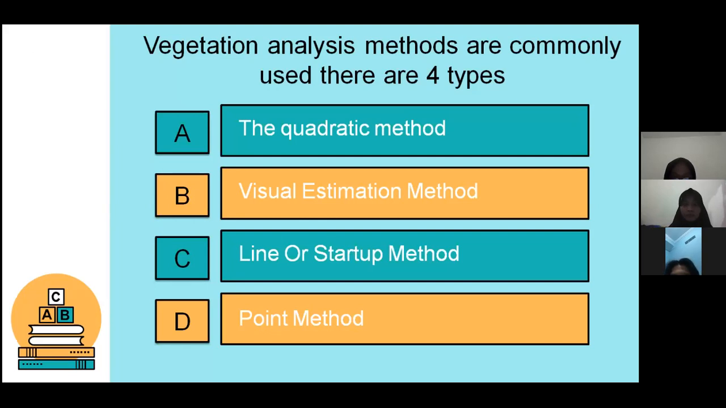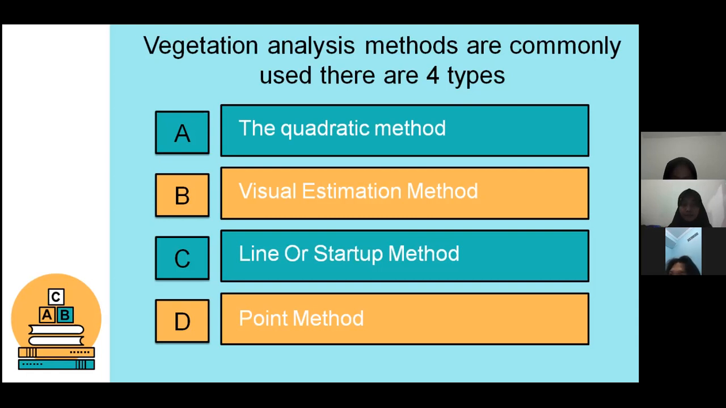Vegetation analysis methods are commonly used. There are 4 types. First, the quadratic method is the area calculated in square unit. Second, visual estimation method. Visual estimation is done based on visual observation or by looking at and placing the observed with parameters.